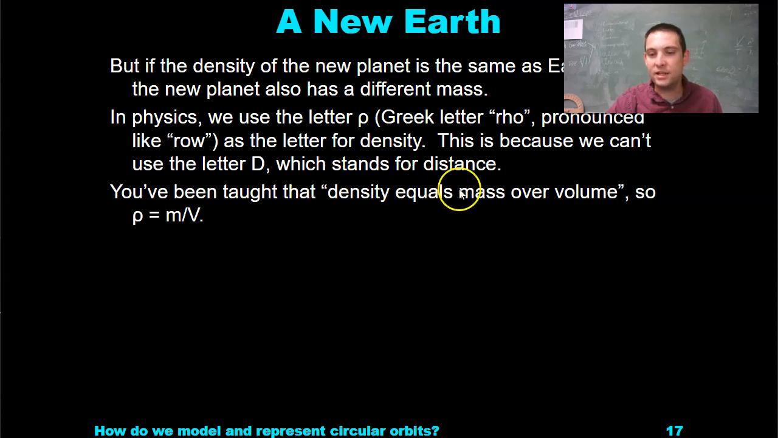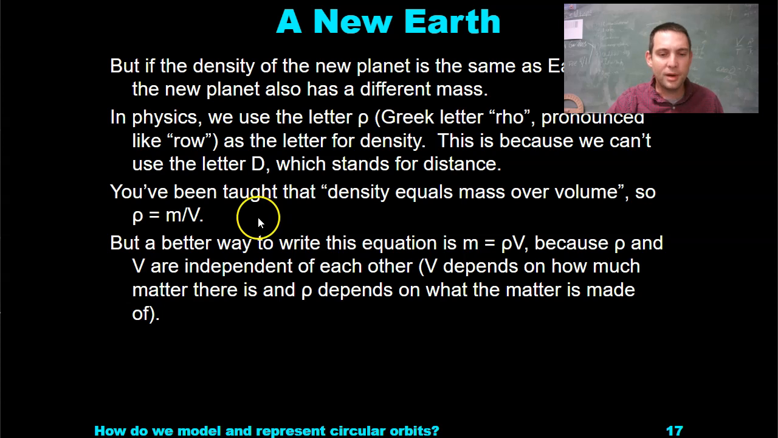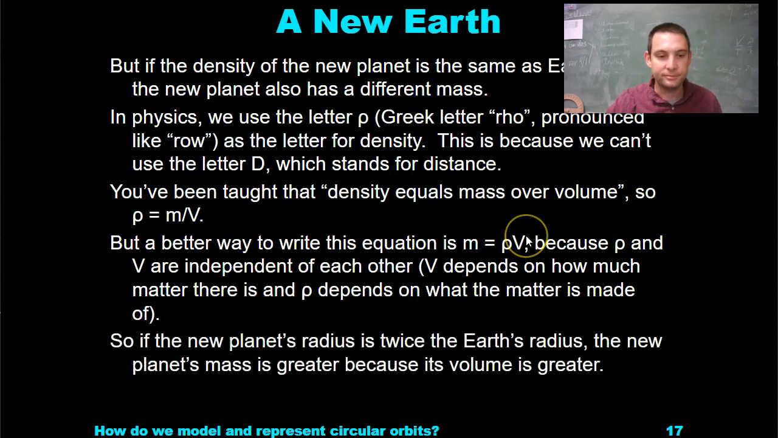We know that density equals mass over volume. But a better way to write this equation is mass equals density times volume, because density and volume are independent of each other. Volume depends on how much matter there is, and density depends on what the matter is made of. So if the new planet's radius is twice the Earth's radius, the new planet's mass is greater because the volume is greater.